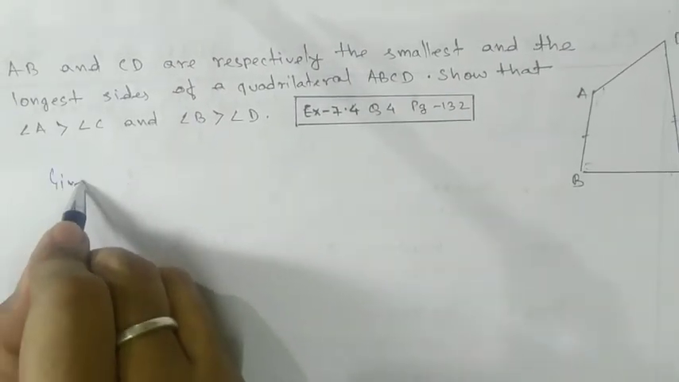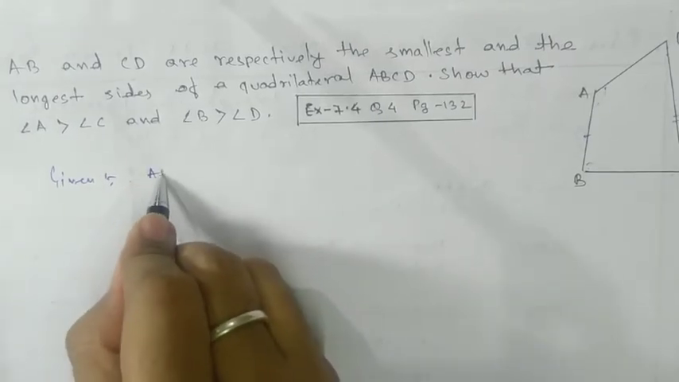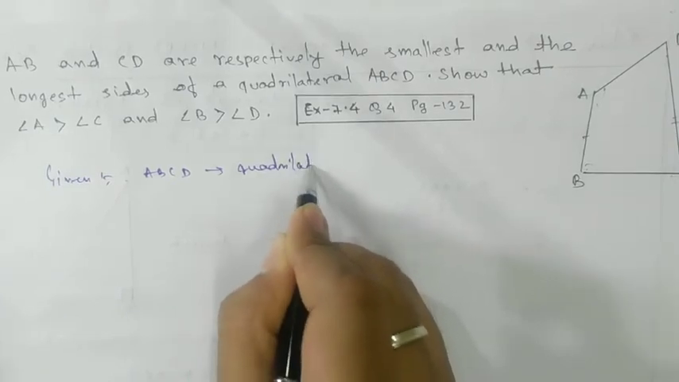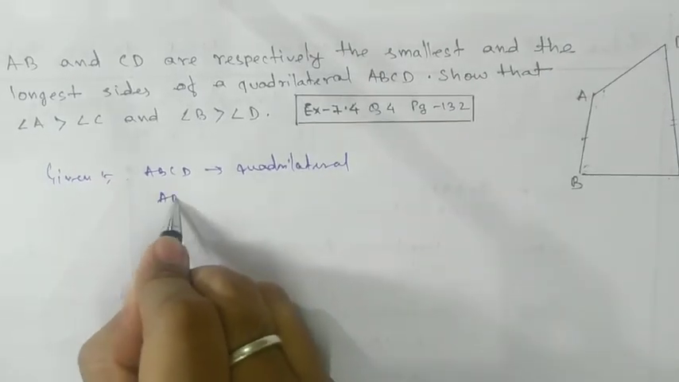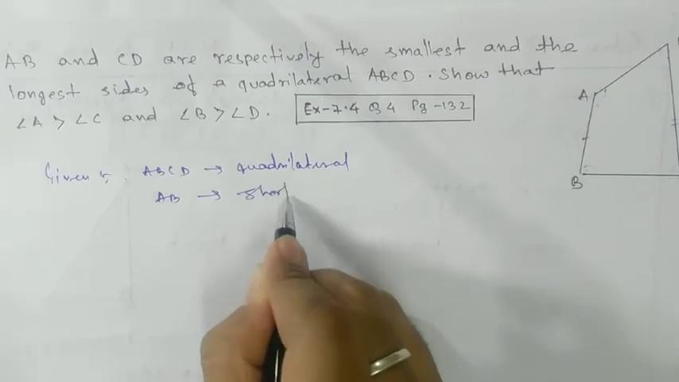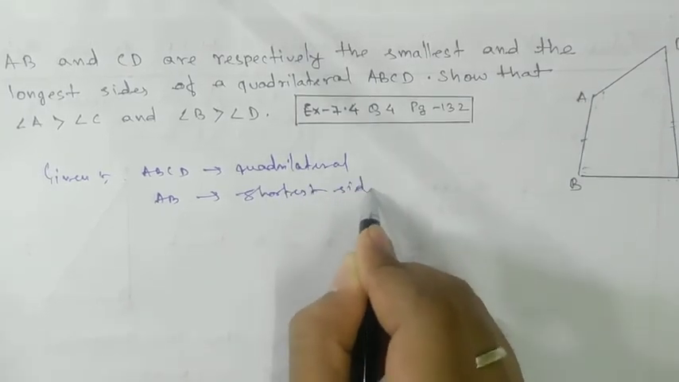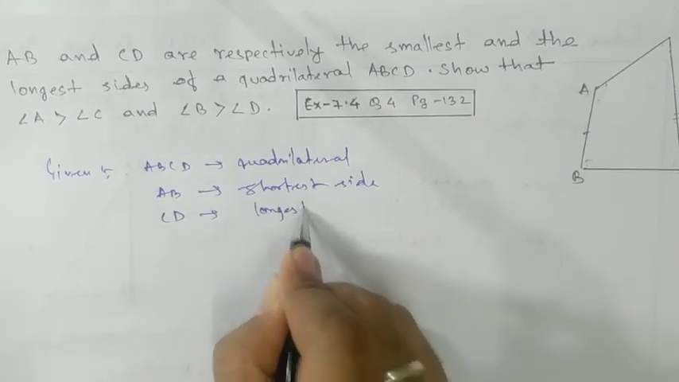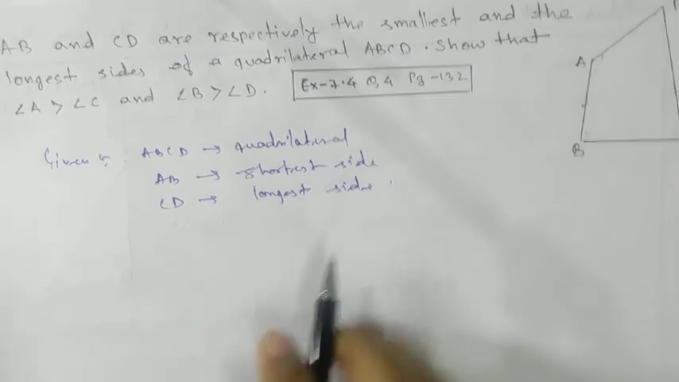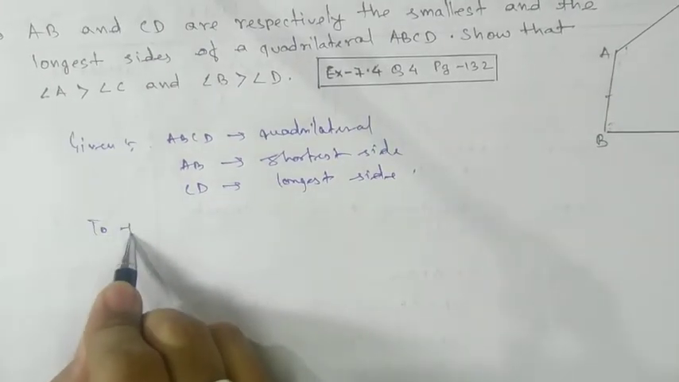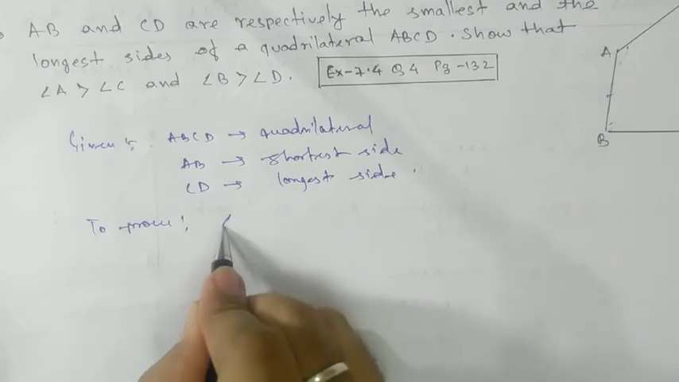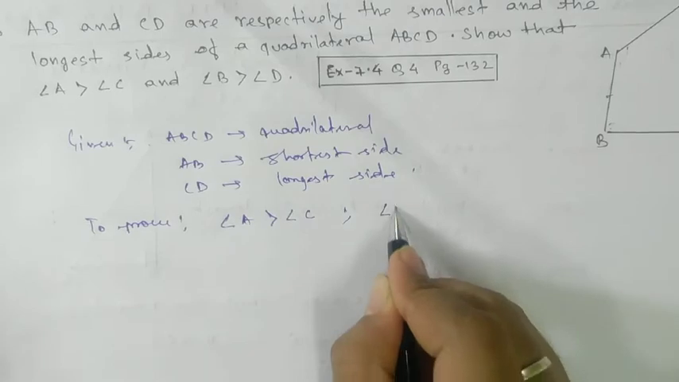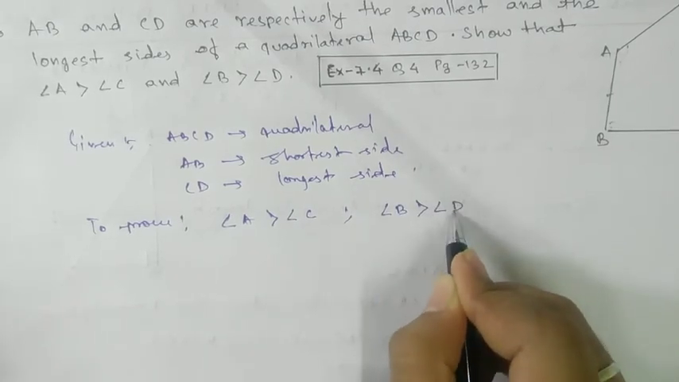So given, we're going to write here, we have ABCD a quadrilateral, and AB is the shortest side, and CD is the longest side. These 3 things they have given here. We need to prove angle A is greater than angle C, and another one, angle B is greater than angle D.